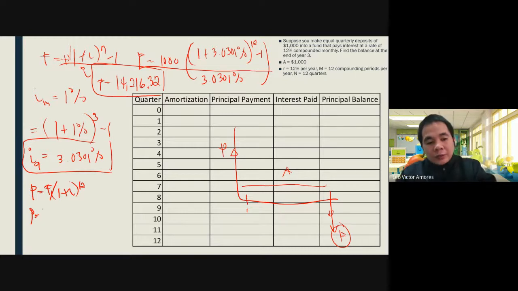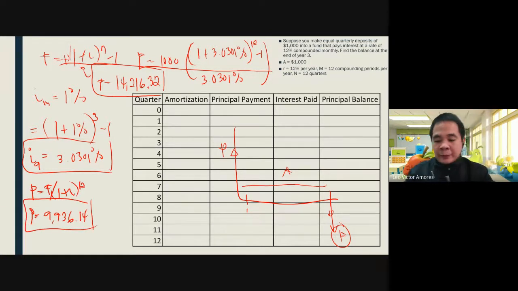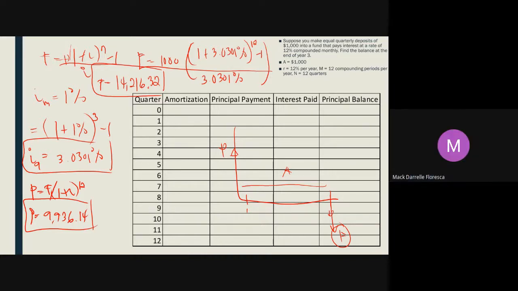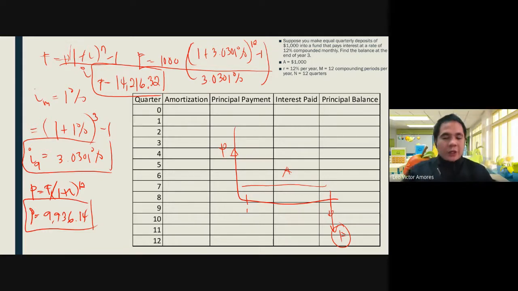How much, class? 9,936.14. Am I clear? Hello? Yes, anybody? So okay, I'll proceed to the amortization schedule.